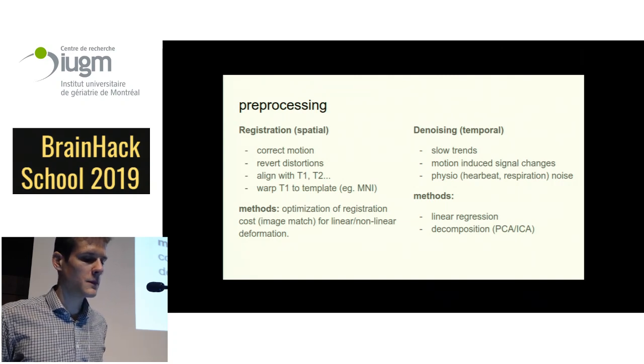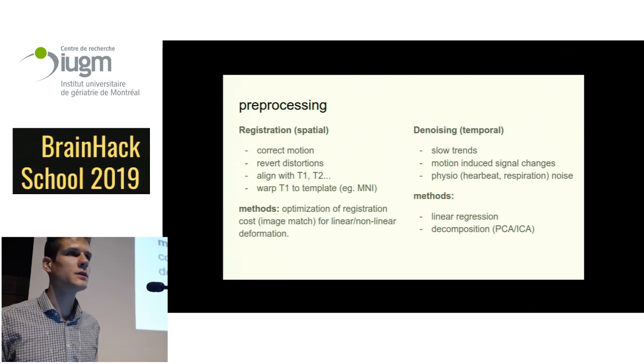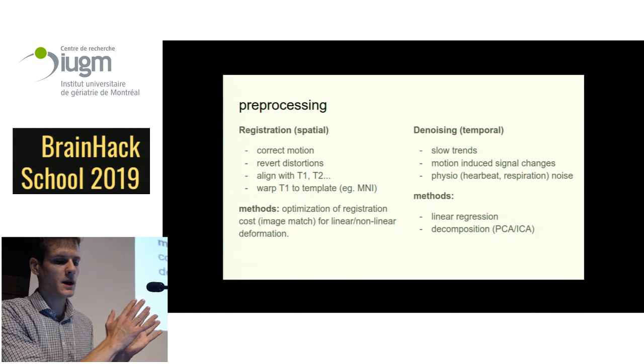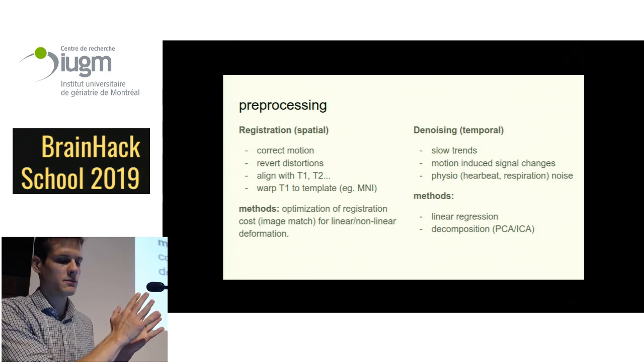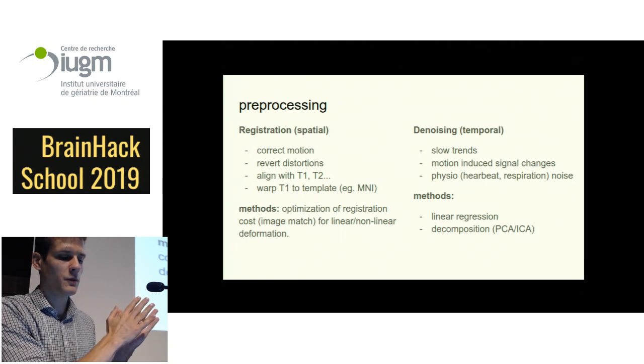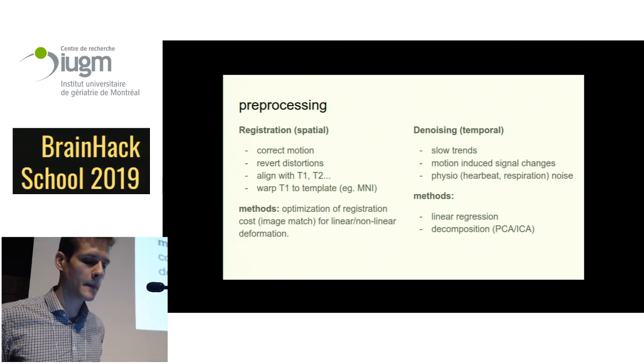So a registration method, to put it simply, just takes a model of deformation, which can be linear or nonlinear, and a measure of how well it matches, so how one image matches the other. We're going to distort one image and measure how much it matches the other, and we put that in an optimization algorithm.